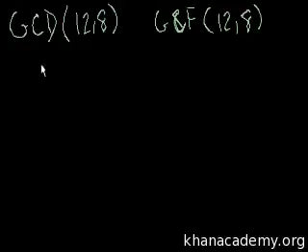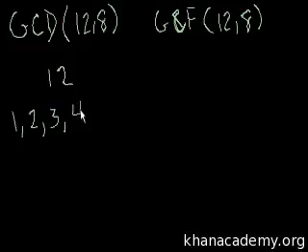Well, what we do is, it's pretty straightforward. First, we just figure out the factors of each of the numbers. So first, let's write all the factors out of the number 12. Well, 1 is a factor. 2 goes into 12, 3 goes into 12, 4 goes into 12, 5 does not go into 12, 6 goes into 12 because 2 times 6, and then 12 goes into 12, of course, 1 times 12. So that's the factors of 12.